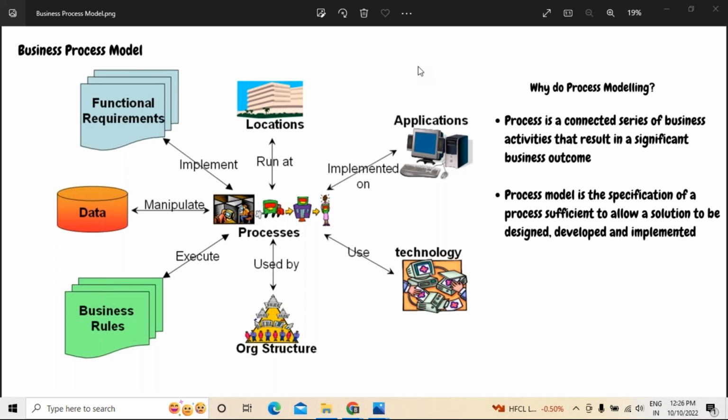So based on that, whatever solution you are going to provide for the requirements of the customer will be much more useful to them, and it will be highlighted there as well. So this is all about the business process model.